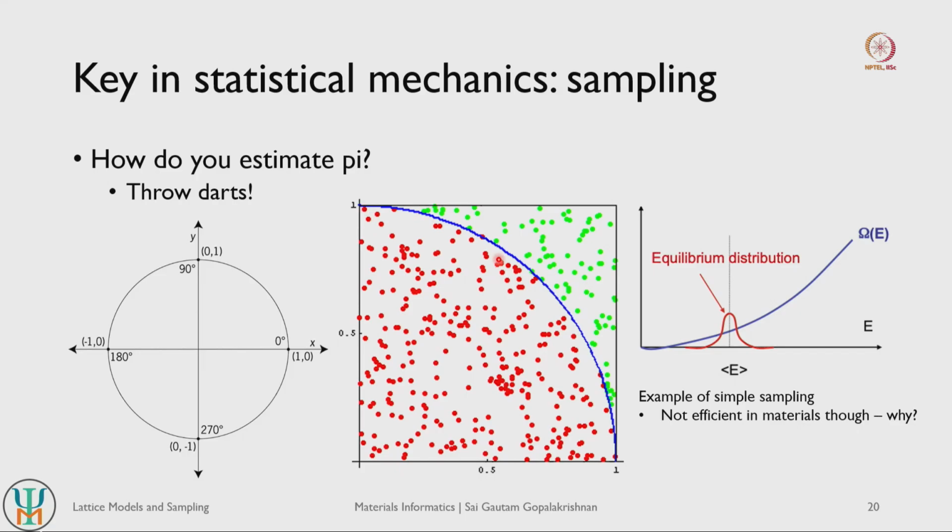But if you keep throwing a considerably large number of dots, eventually you will get an estimate. If you count the total number of red dots here, that will give you an estimate of the area of this quadrant. The area of the circle is pi r squared, so the area of the quadrant should be pi by 4, and then if you normalize that with the total area of the square itself, or take the difference in the area outside the circle, you can get an estimate of pi.